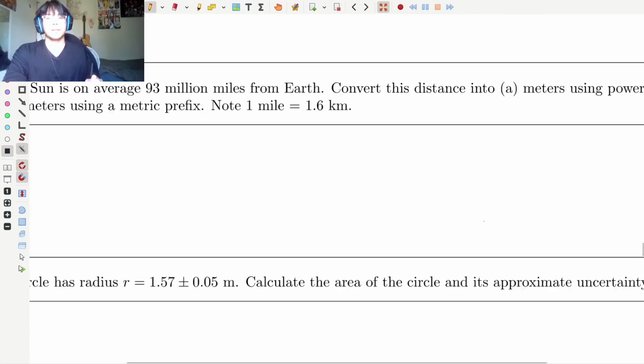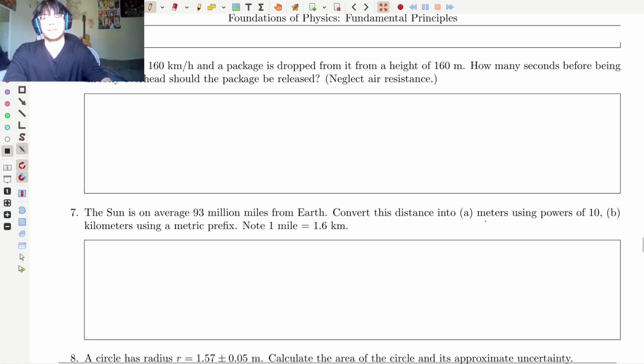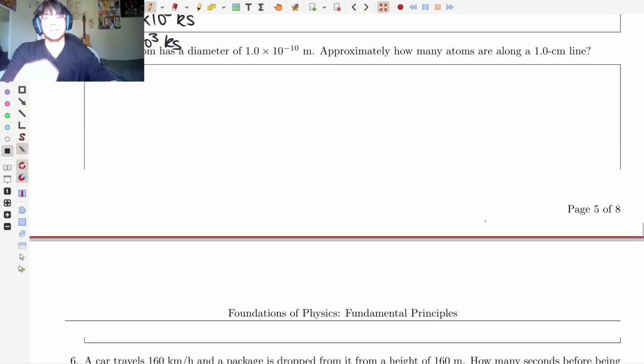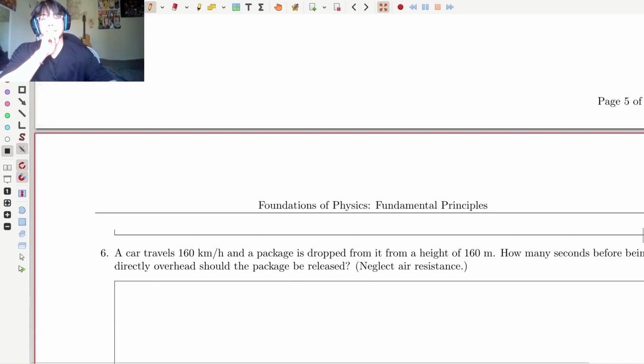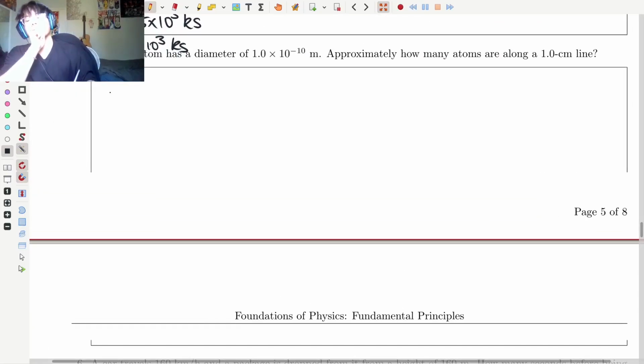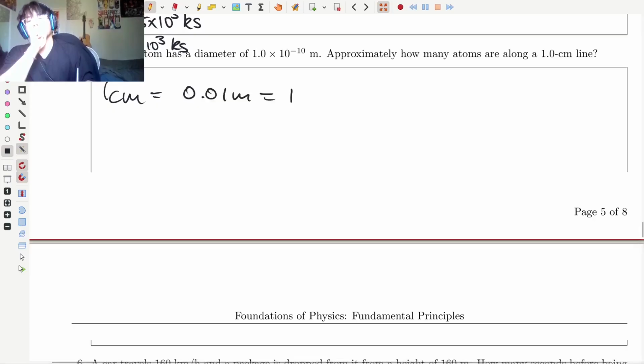Okay, a typical atom has a diameter of 1 times 10 to the minus 10 meters. Approximately how many atoms are along a 1 centimeter line? So 1 centimeter is equal to 0.01 meters, which is equal to 1 times 10 to the minus 2 meters, because 1 and 2.